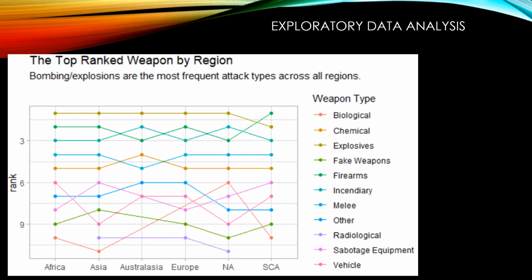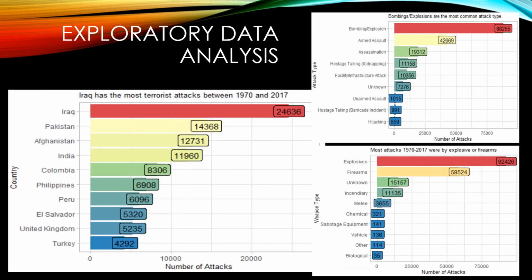So we see that explosives is the number one weapon type by each region, with the exception of South and Central America, where that becomes firearms. With this chart, we see that we have a little bit more variability as we move left to right. Here we get to see that Iraq had the most attacks with over 24,000, which is 10,000 more than its second counterpart, which was Pakistan. We also get to see that bombings and explosions were the most common attack type, which we already knew, but here we get to see the proportion in that bombings and explosions had twice as many occurrences as armed assault. And then down in the bottom right, we see our most common weapon types, which we already knew to be explosives and firearms, but here we get to see how prevalent those two weapon types were compared to all the other weapons.